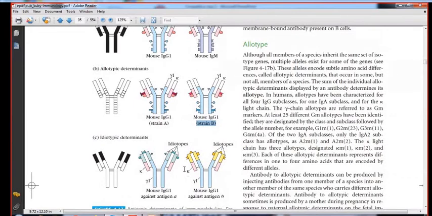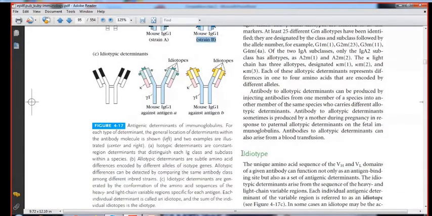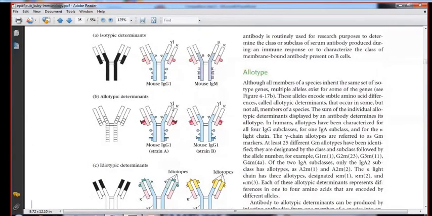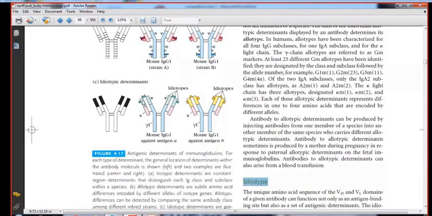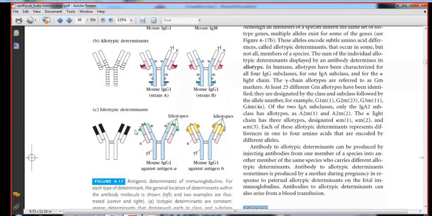Now the third one, what is idiotype? Idiotype means forget about the constant region, first of all. In isotypic and allotypic determinants, we are considering only the constant region. But in the case of idiotypic determinants, we have to consider the variable region only. That means the topmost position, the black colored portion. You have to see the topmost portion, the variable region of the light chain and the variable region of the heavy chain.